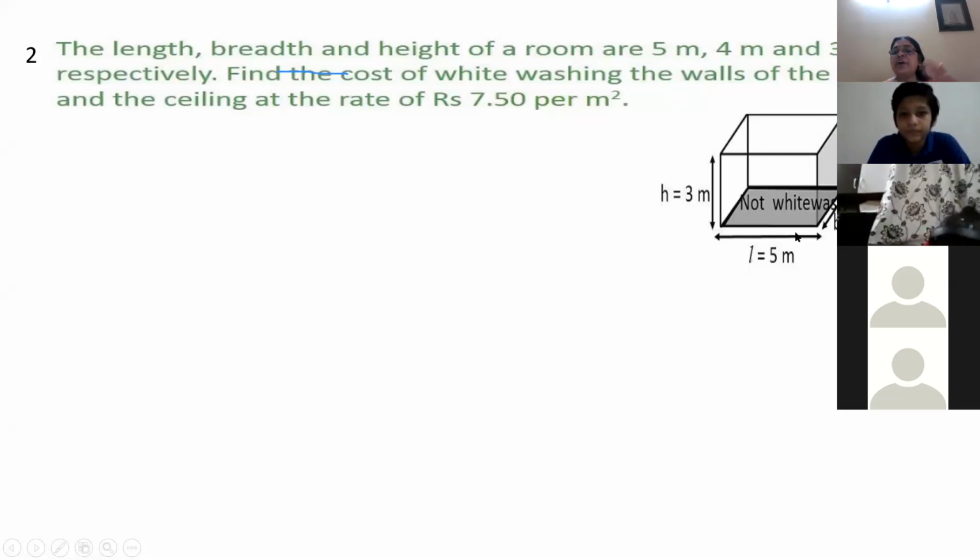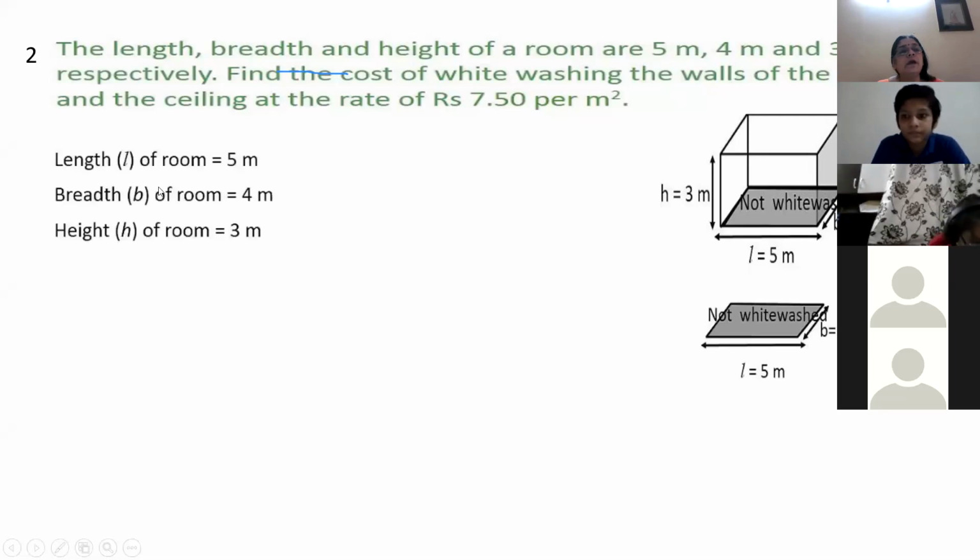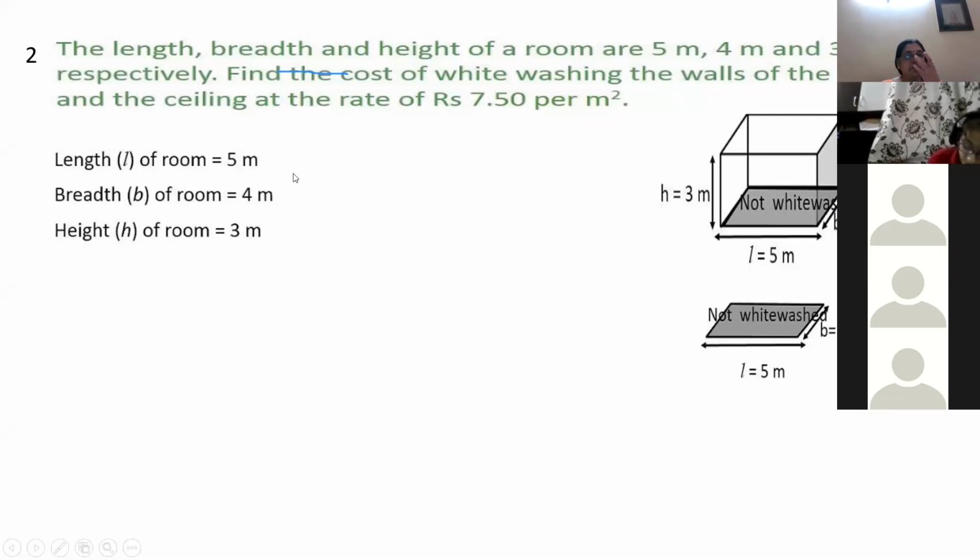Now always when we whitewash, we don't whitewash the floor. Our flooring has tiles. Okay. So whitewashing is done on 4 walls as well as top portion, that is ceiling. Okay. So what is given part? Length, breadth, and height. Okay. Check the units. Meter, meter, meter. All are meters, so no need to convert.